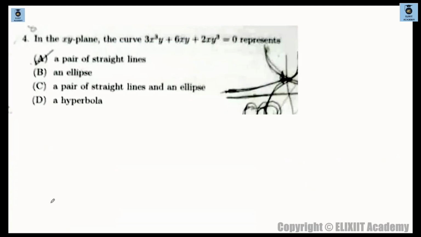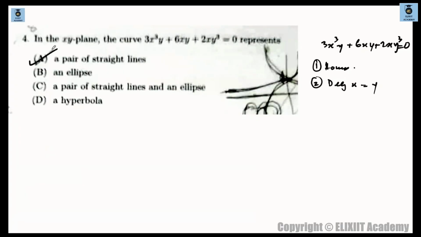Okay, so we have the fourth question, which says that in the xy plane, the curve 3x cube y plus 6xy plus 2xy cube is equal to 0 represents what? So first of all, this is a homogeneous equation. And second, the degrees of x and y are the same. Okay, so whenever these two conditions are satisfied, any homogeneous equation which is having degrees of x and y the same definitely represents a pair of straight lines. So option A must be correct.